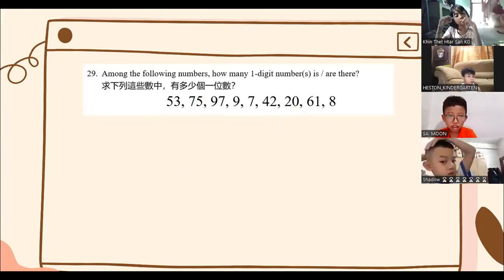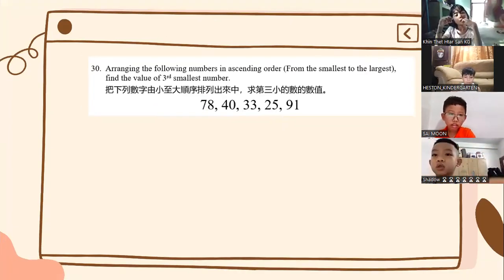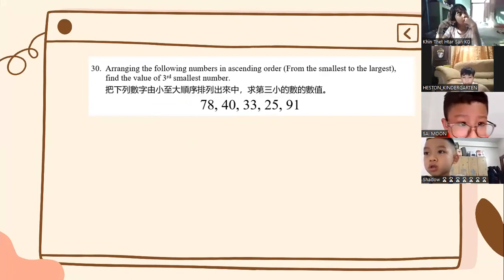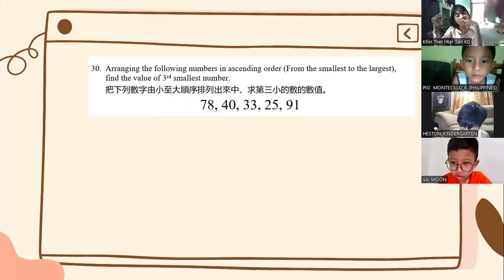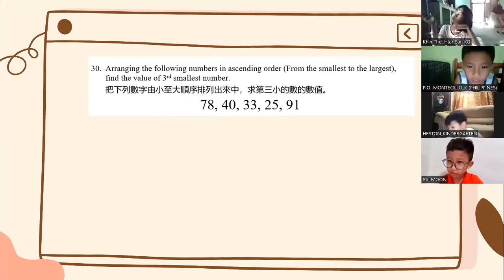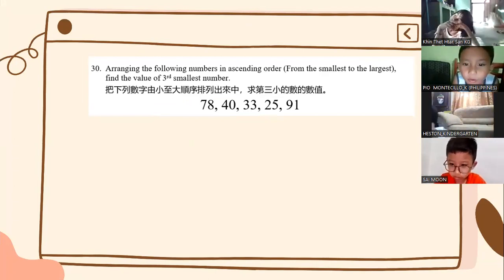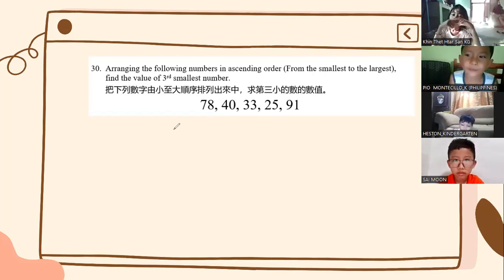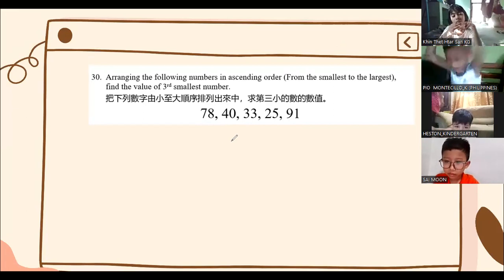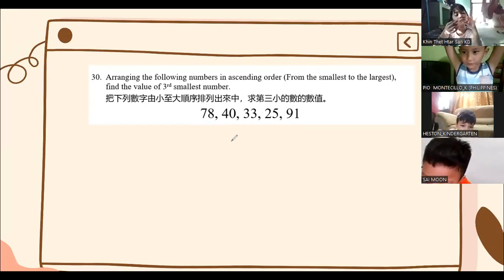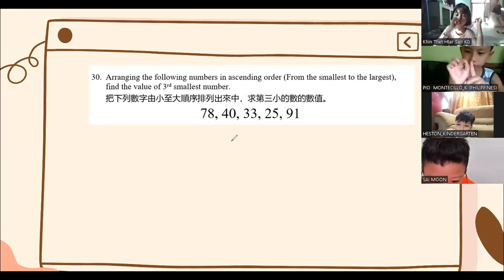Okay, how about our last question for today? Arrange the following numbers in ascending order, from the smallest to the largest. Find the value of the third smallest number. Very good. So let's arrange the numbers first, everyone, according to the question.